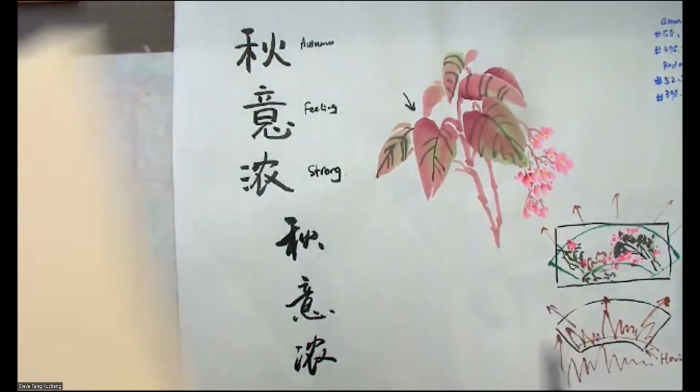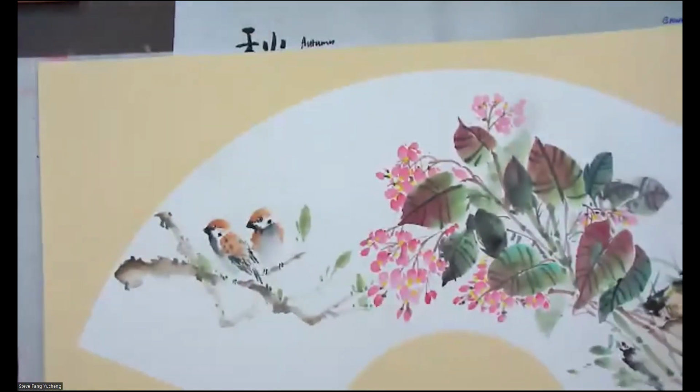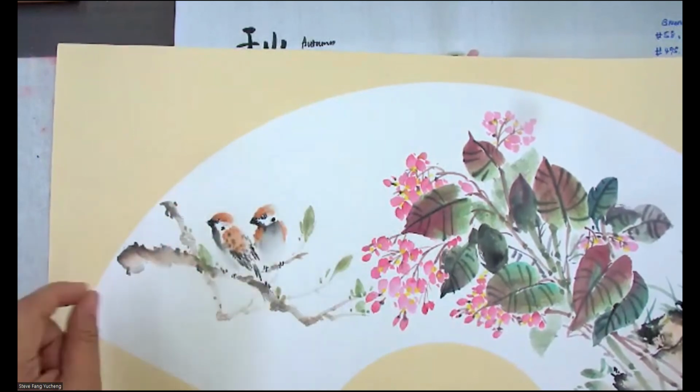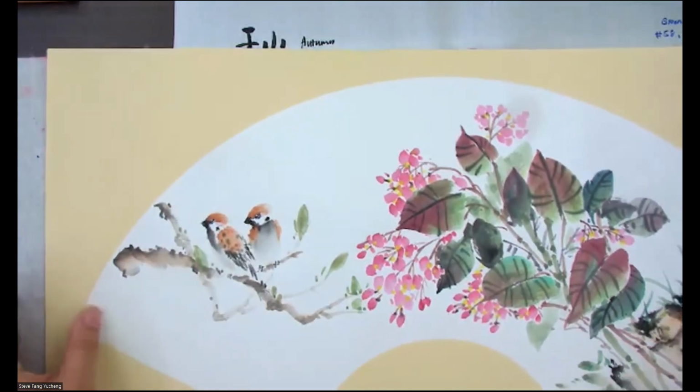So usually where do you write this? You can write on top here, then you sign your name, then you chop the seal here.